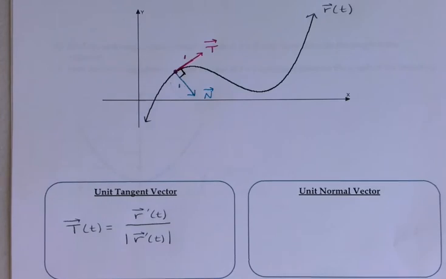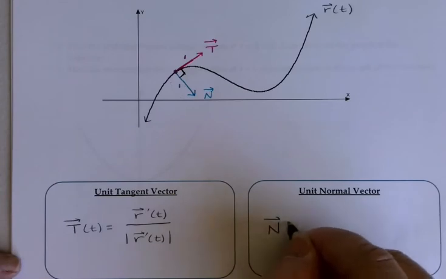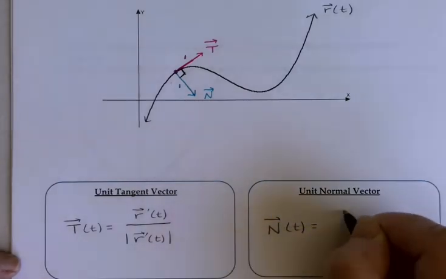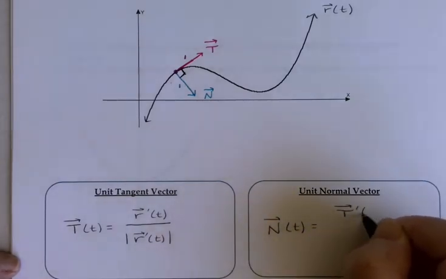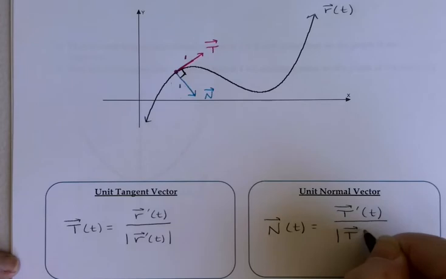All right, how do we find the unit normal vector? Turns out, in a way very symmetric to this, to get the unit normal vector, we take the derivative of the unit tangent vector. And again, it has to be length 1. So we'll divide by the magnitude of T prime.